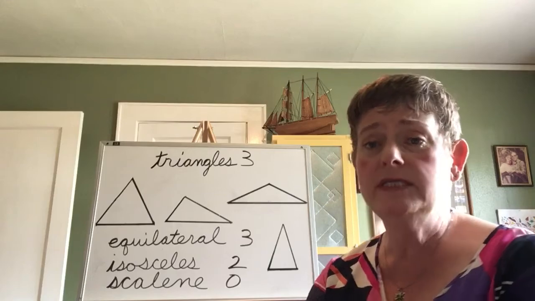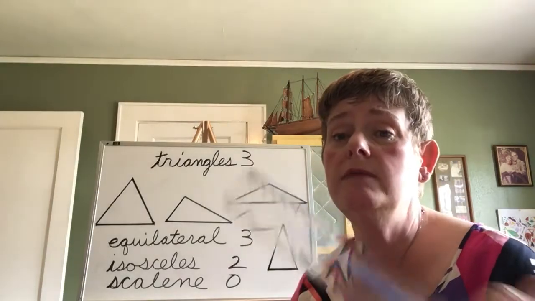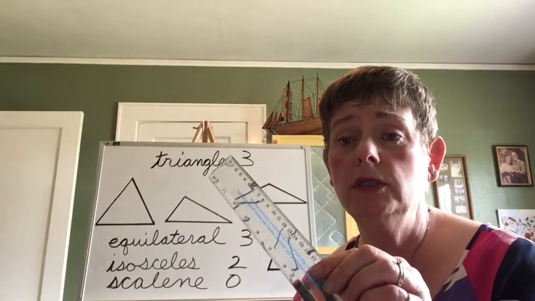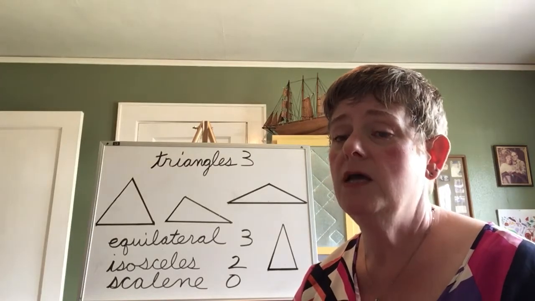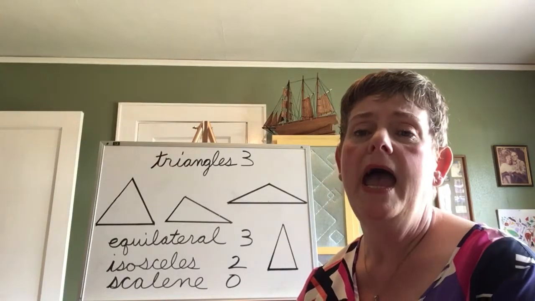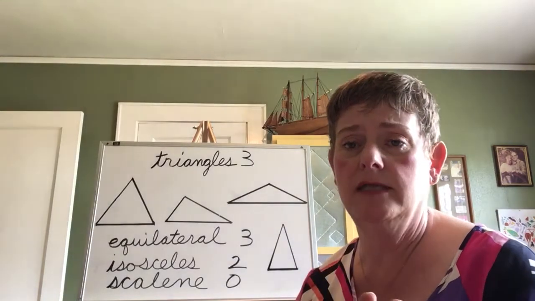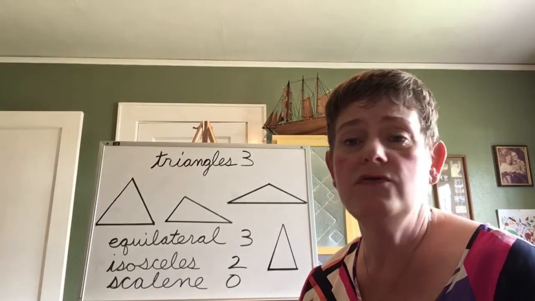But you can't always tell by looking. Sometimes you really must get your ruler and measure. You really must. So the scalene triangle has no sides that are the same length. They're all different.